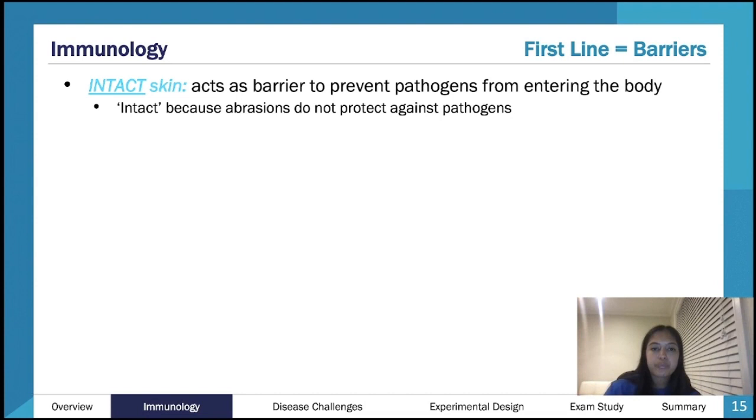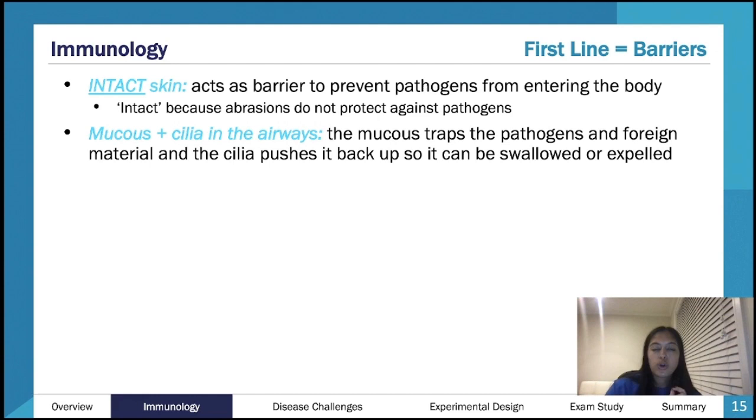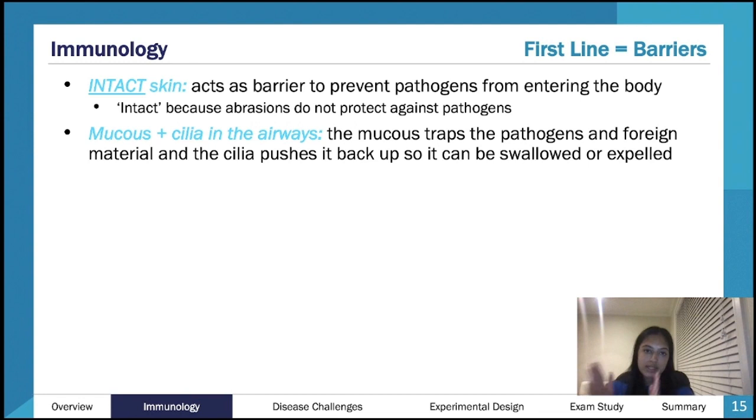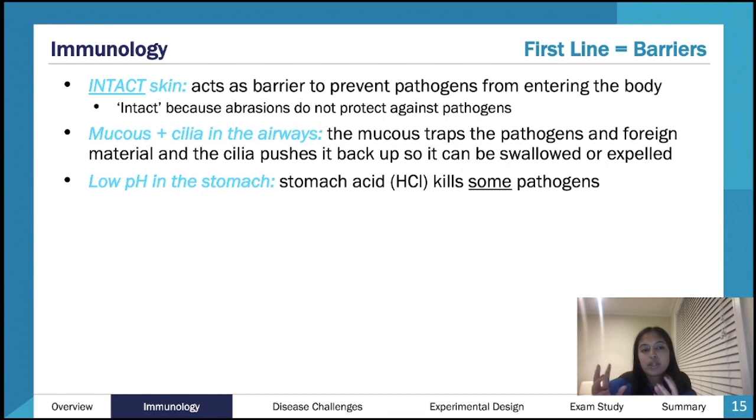So mucus and your cilia in the airways. It's also important to know what is physical and what's chemical, and your microbiota. These are important distinctions to make. Your intact skin would be more physical. Your mucus and your cilia can ultimately be a little bit of both. I prefer to think about mucus in a physical sense, because I think it's easier to explain in a short answer.